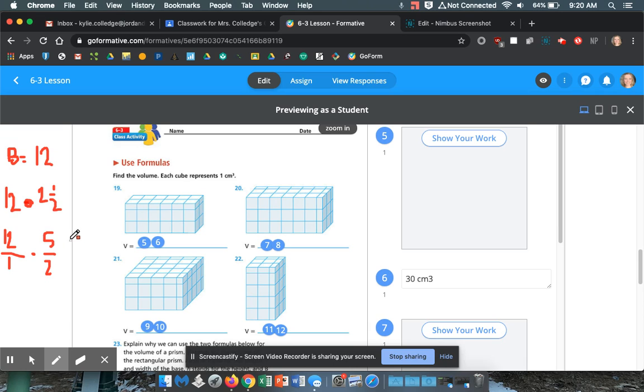So now 12 times 5 is 60, and 1 times 2 is 2. So 60 divided by 2 is 30. And then I already typed our answer in over here, but we have 30 centimeters cubed. So then I want to do another one with you to practice.